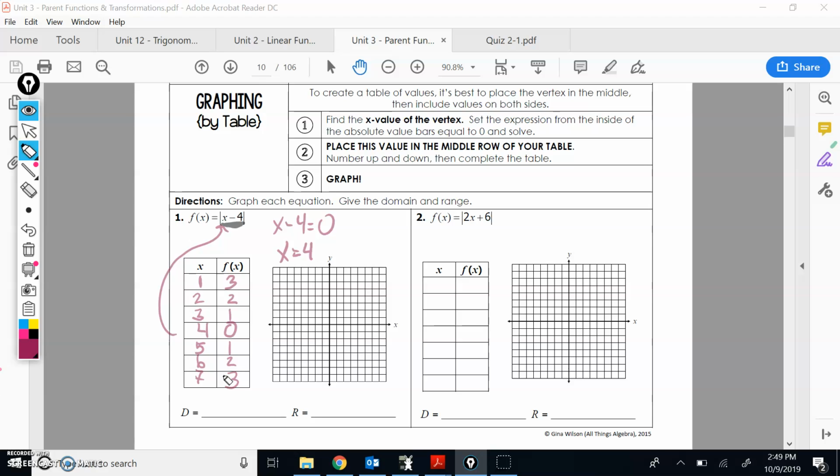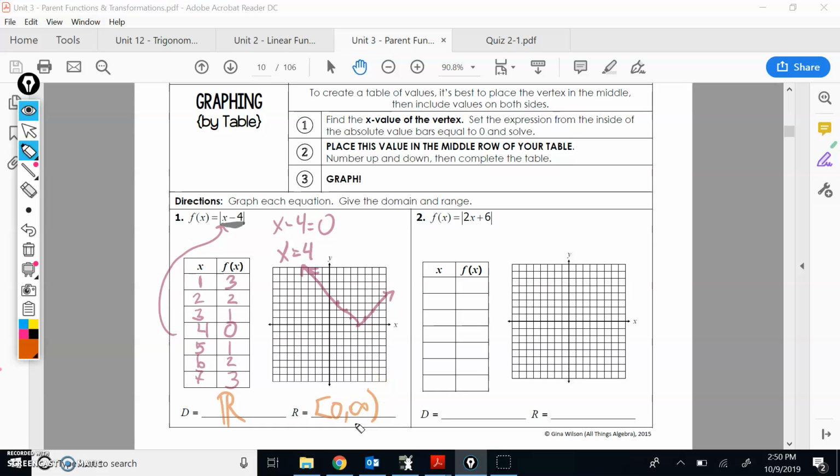Now let's graph it. Start with the vertex over 4, up 0, 1, 2, 3, 4. And then you can graph the rest. I'm going to do the best I can without a ruler to make these straight lines. And don't forget arrows at the end. The domain of this graph is all real numbers. The range, the lowest to the highest, goes from, again, 0 to infinity.